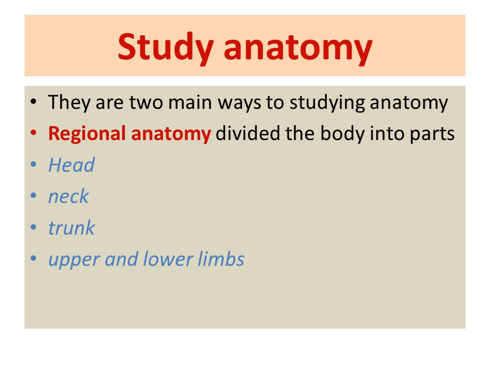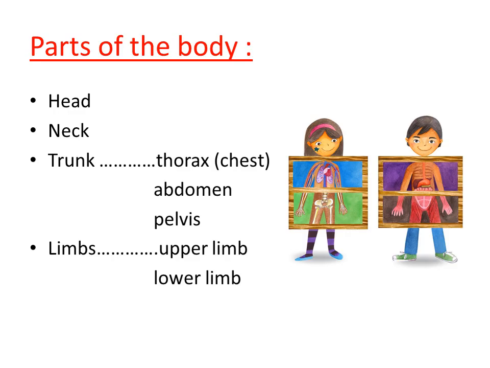When you study anatomy, there are two main ways to study it. You begin by studying regional anatomy and systemic anatomy. Regional anatomy means you study the head, neck, trunk, and the upper and lower limbs. The trunk has three parts: abdominal, thoracic and pelvic. Limbs have two parts: upper limbs and lower limbs. So first you study regional anatomy: head, neck and trunk, with three parts, thoracic, abdomen and pelvic, and the upper and lower limbs.